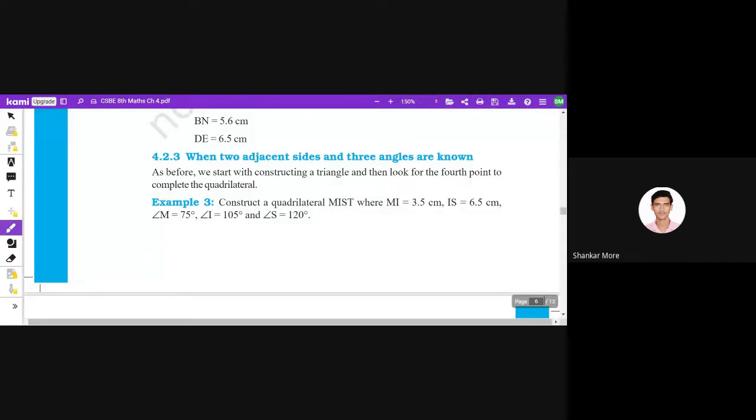So when we are drawing this kind of a quadrilateral, it is necessary to have measurements of two adjacent sides. So if you could see, MI and IS, these two are adjacent sides, right? So adjacent sides के measure होना जरूरी है. So when we have measures of two adjacent sides and three angles, then we can draw the unique quadrilateral.